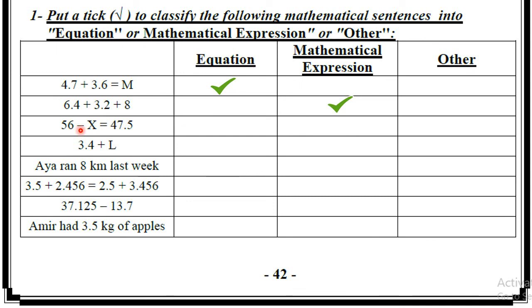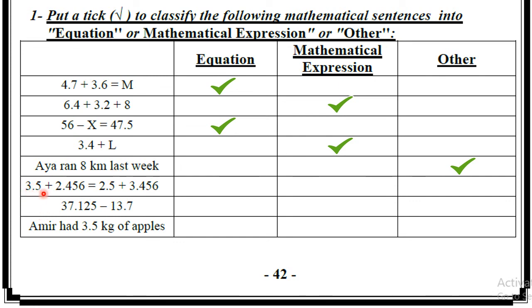Now, 56 minus x equals 47.5. Here we have an equal relationship, so it's going to be an equation. And now 3.4 plus L. Here we have a number, an operation, and a variable, and we don't have an equal relationship, so it will be a mathematical expression. Here, I ran 8 kilometers last week. Here we don't have anything to solve, so it will be others. There is no relationship, there is no equal, there are no operations, so it will be others.